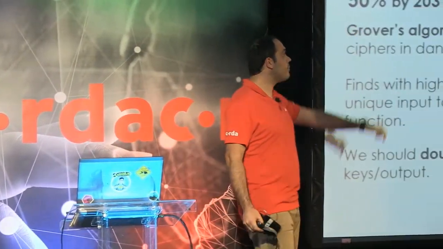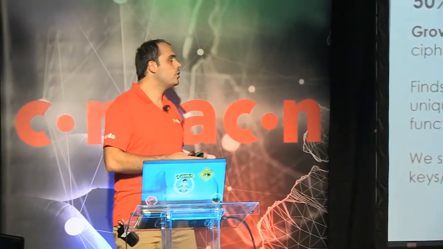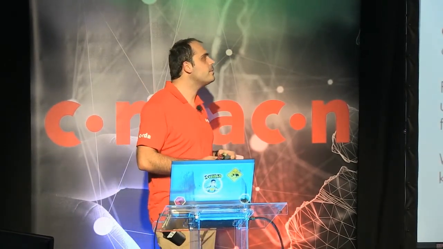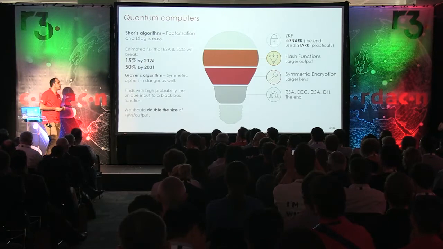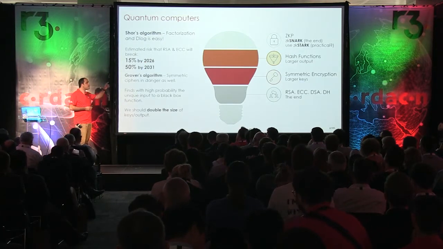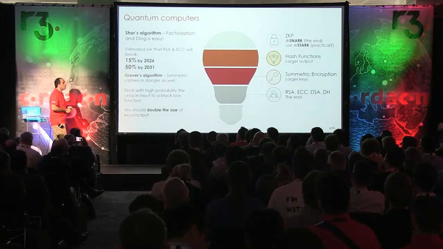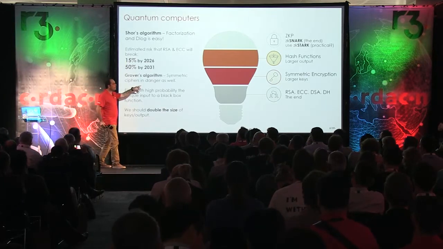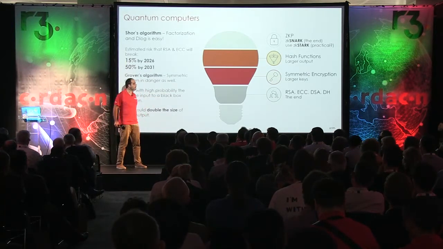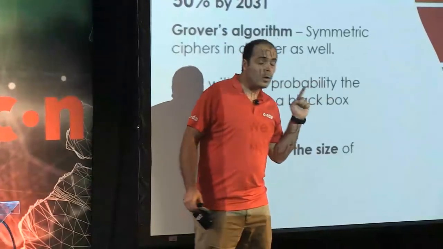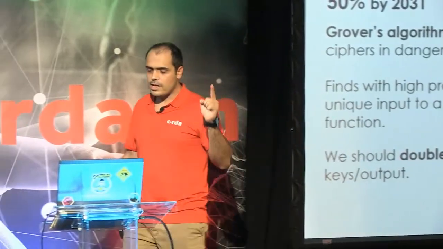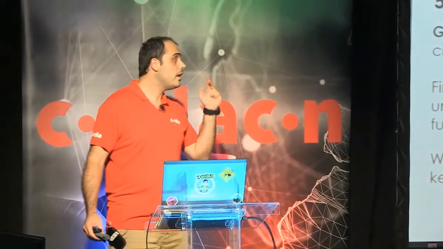The estimated risk is about 15% of having an algorithm that will break, let's say, elliptic curve 256 by 2026, and 50% by 2031. Also, I'm going to this side of the slide. Symmetric encryption, although it's still safe, as I said, RSA and elliptic curves will break.